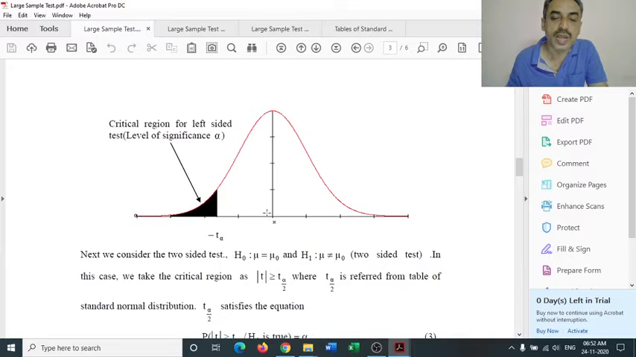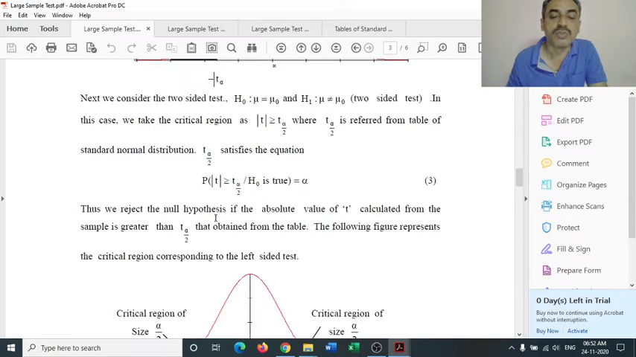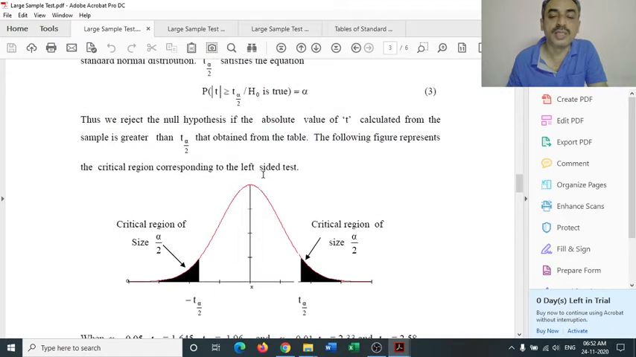That means we are ready to accept whenever t lies between 0 and minus t alpha. If it goes less than minus t alpha, we say that it is significantly different: there is no support from the sample mean to accept the population mean as mu 0. So we have to reject the null hypothesis. That is when the test is left-sided, that is, H1: mu less than mu 0. In the case of the two-sided test, the procedure is very simple. We divide the total significance level alpha equally into two parts, that is, alpha by 2 on the left side and alpha by 2 on the right side.